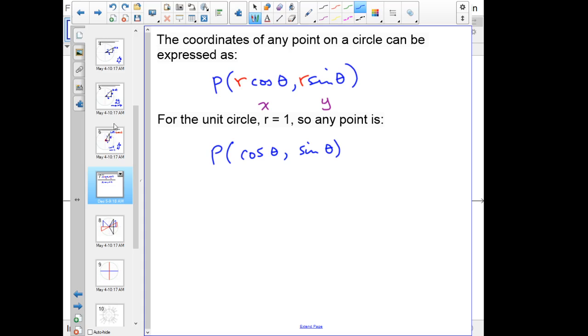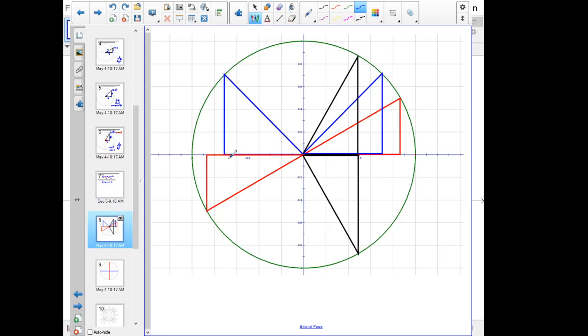The 3 examples I gave you so far were all in quadrant 1. You can see I've laid out those first 3 triangles in quadrant 1, but those triangles can be placed in any way. So I've given an example. This first triangle that we did had an x-coordinate of √3/2 and a y-coordinate of 1/2.